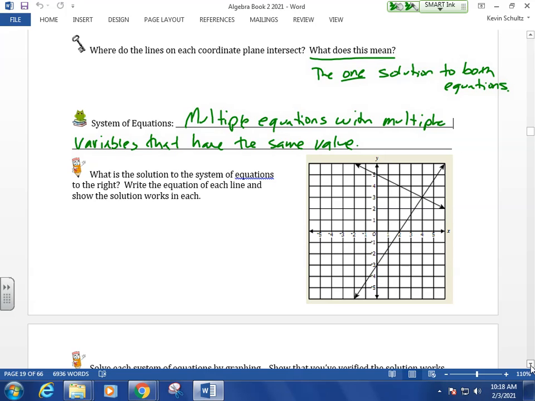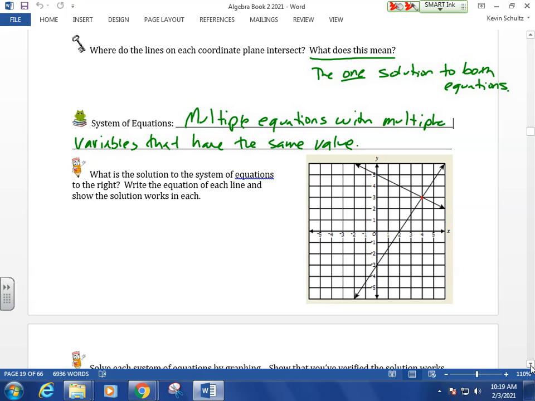Okay. So here, what is the solution? The system of equations to the right. Write the equation of each line and show the solution works in each. So identify the solution to this system. What is it? I'd love for more than one hand to be up in the air right now, or two, or three, or four, or five, or six, or seven. Miranda?